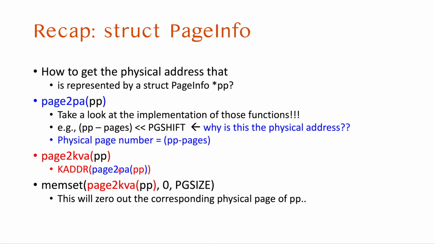So I hope this video clears up your mind about how KERNBASE and the direct mapping work, what the kernel virtual address and physical address are, and also the relationship between the struct PageInfo and the physical pages. There is no direct link, but each index in the pages table implicitly links each struct PageInfo to the physical page.